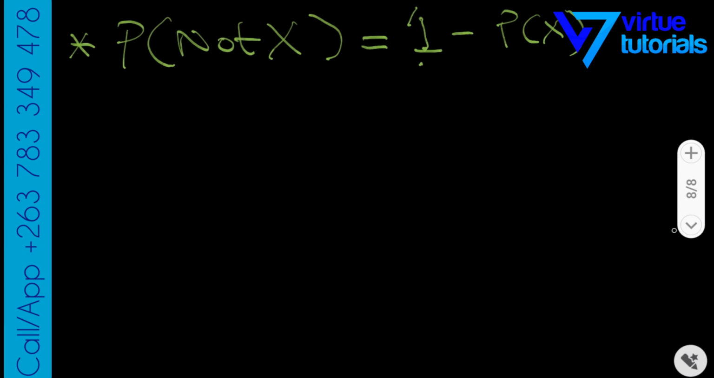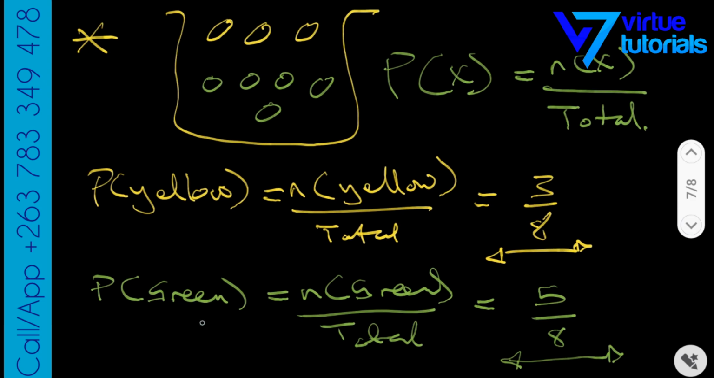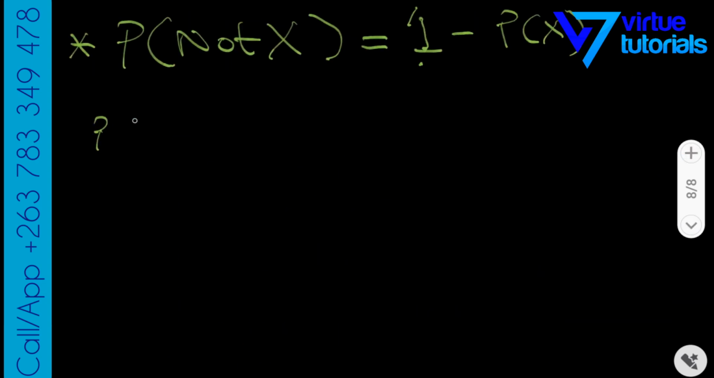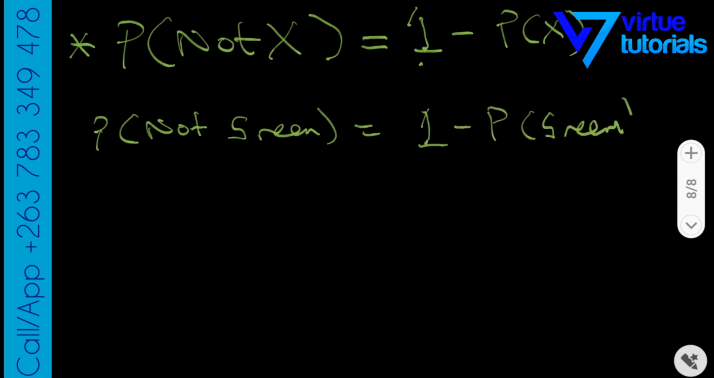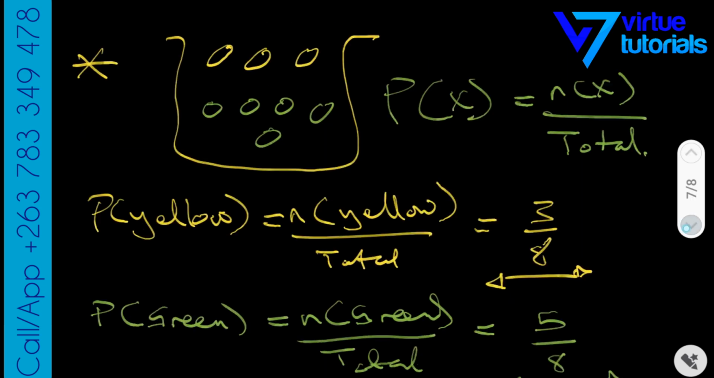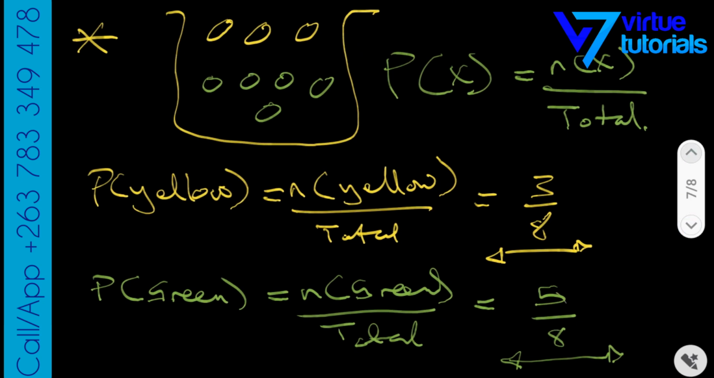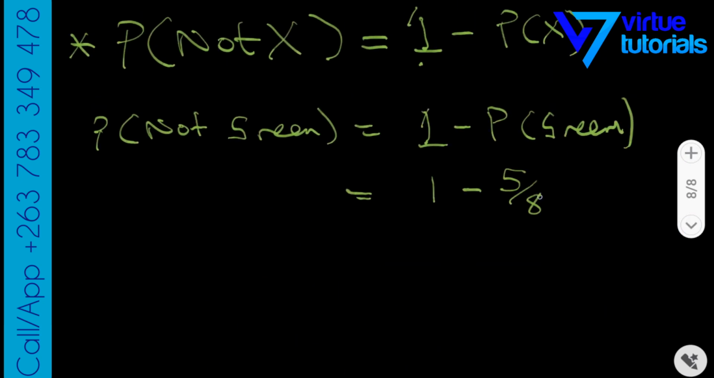Okay, so if we come back here and we ask, what is the probability of not getting a green sweet? The probability of not getting a green sweet is equal to 1 minus the probability of getting a green sweet, which is 1 minus 5 over 8, since the probability of getting a green sweet was 5 over 8. So from here, you proceed to your general subtraction of fractions.